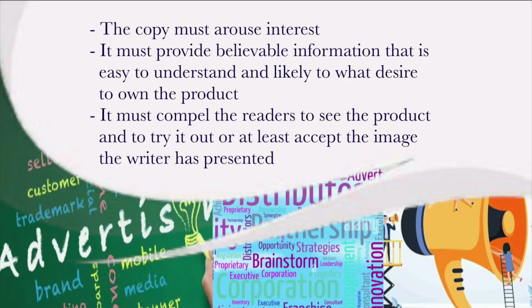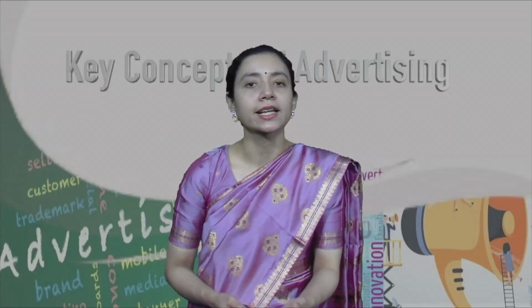The second important function of a copy is that it must provide believable information that is easy to understand and likely to create a desire to own the product. The facts must be authentic. That is what is meant. The third important function is that the copy must compel the readers to see the product and to try it once, or at least accept the image the writer has presented. Let us try to look at some of the key aspects of copywriting.